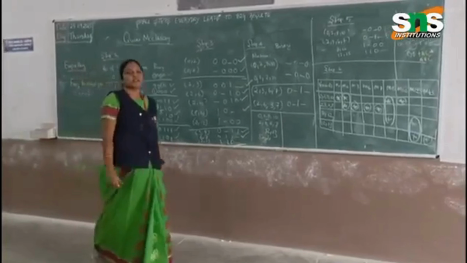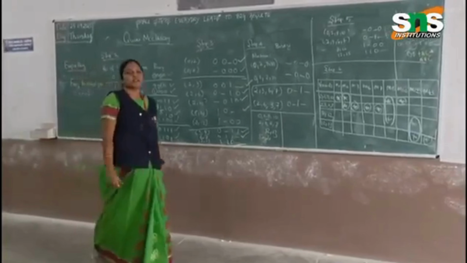There are some methods of K-map. We can use 2 variables, 3 variables, 4 variables, 5 variables, 6 variables. Today we are going to see about Quine McCluskey. Why is it needed? Because in K-map, if the variables are increased, the complexity also increases. So we go for the Quine McCluskey method.